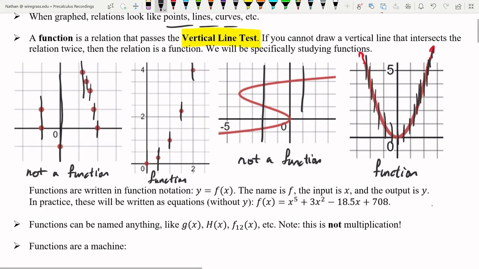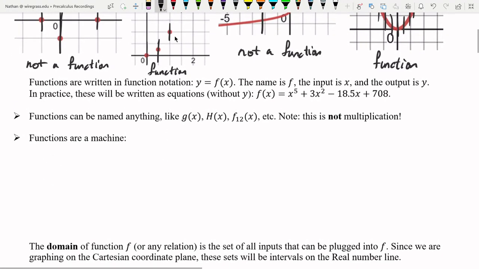Now, functions are written in this notation here, y equals f of x. And f is the name of the function. It's named typically f because f is the first letter of function. And the input is inside the parentheses, so the input is x. The output is what you get when you plug x into f. You get an output of y.